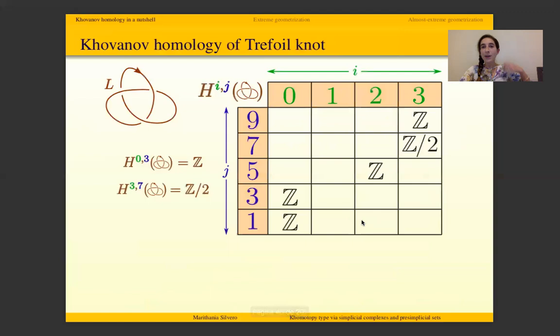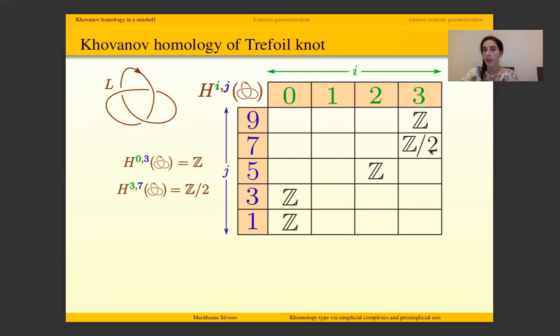And now let's see how we recover the Jones polynomial from Khovanov homology. So here we have the trefoil knot, and its Khovanov homology table is this one. Okay, so this means that when i equals 0 and j equals 1, we have Z. And for example, when i equals 3 and j equals 9, we have Z mod 2.